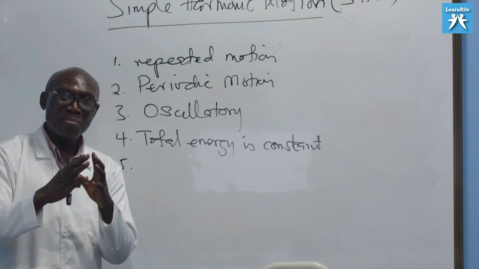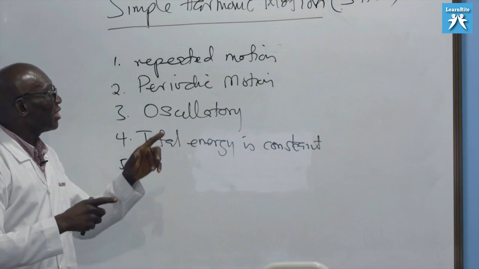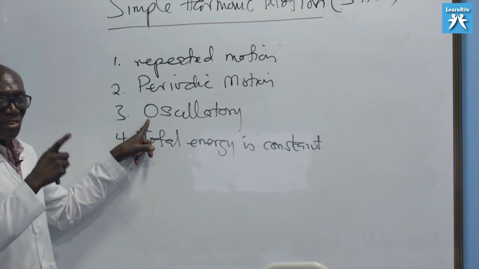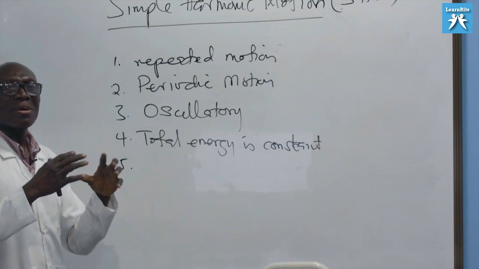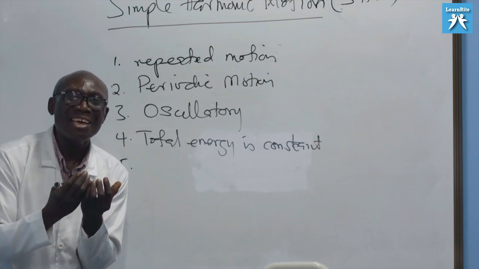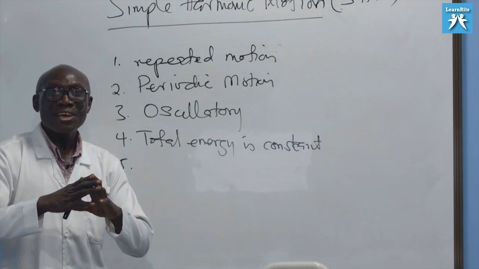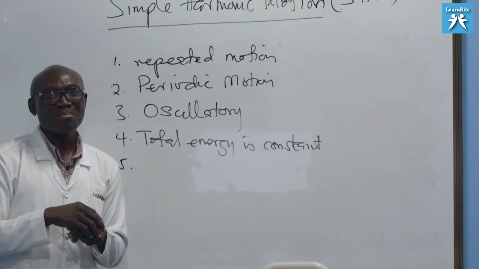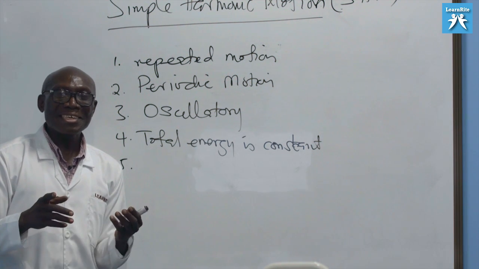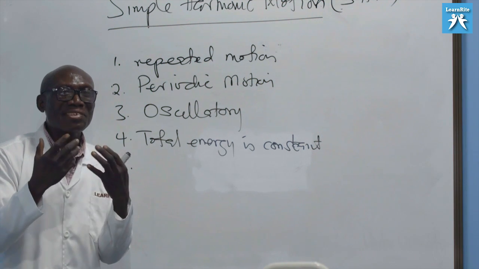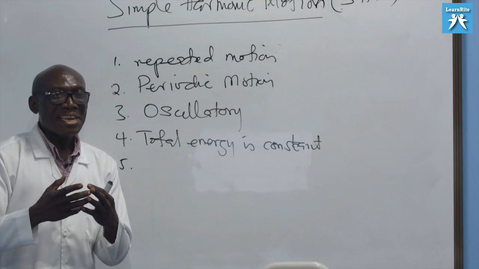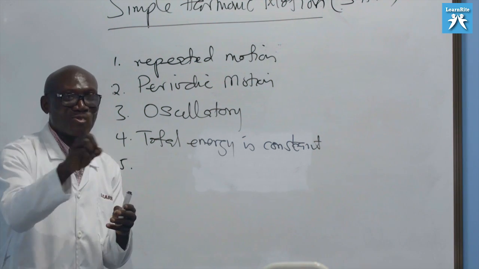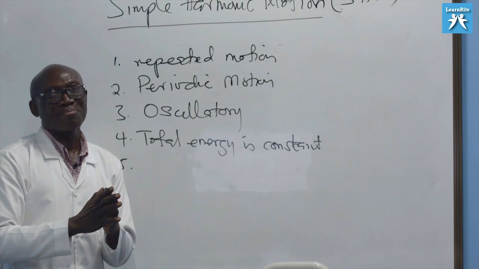Anytime a body is performing simple harmonic motion, you see the body showing repeated motion. You see it showing periodic motion. You see it showing oscillatory motion. And you see the body having its total energy conserved. And the frequency of that motion, again, does not depend on the amplitude. So as I said, if you are to give examples of simple harmonic motion, then you'll be giving examples of motion that is to and fro, to and fro, to and fro.